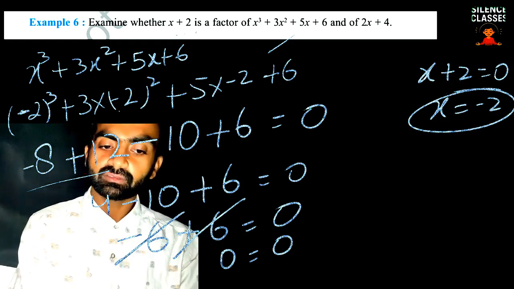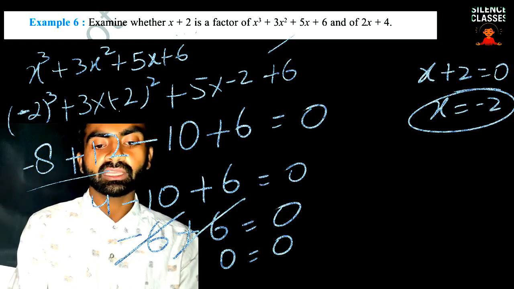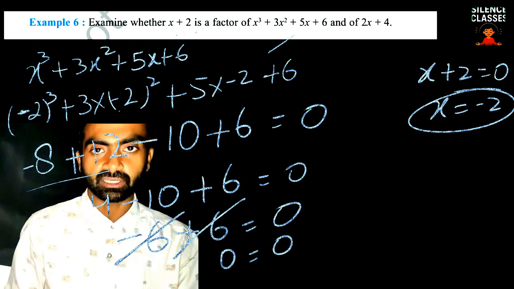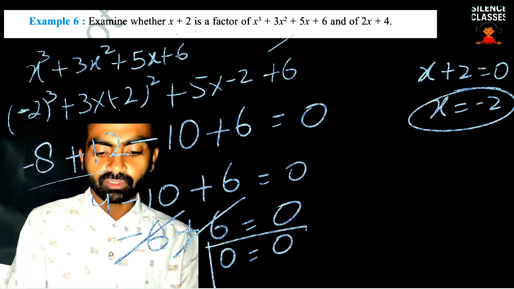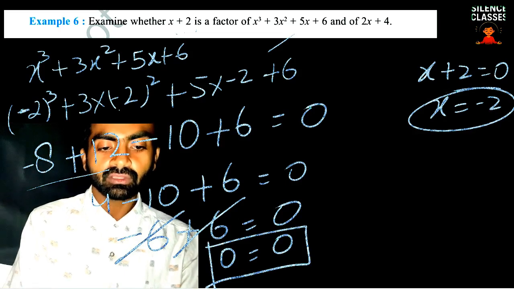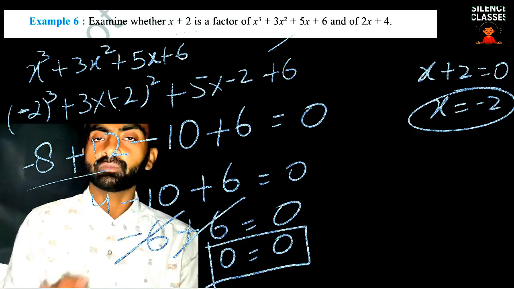x plus 2 is a factor of x cube plus 3x square plus 5x plus 6. We can write it down. Okay, like this you have to solve the question. If it becomes 0 equal to 0, we can write: yes, x plus 2 is a factor of this particular equation.